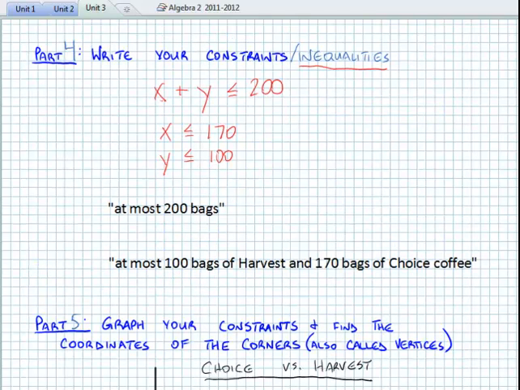So remember, in the wording of the problem, you had the fact that you could have at most 200 bags of coffee, so x plus y is less than or equal to 200. You were also told that at most 100 bags of Harvest, so y has to be less than or equal to 100. And you were also told that you would have at most 170 bags of Choice. So that's where these inequalities came from, directly from the wording of the problem.